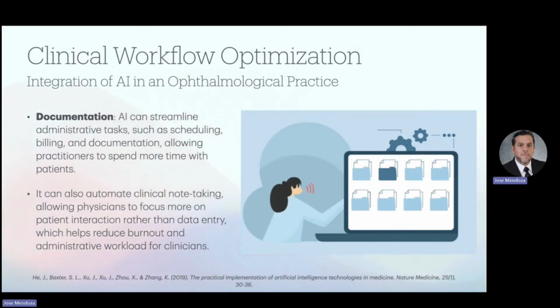The clinical workflow optimization in busy clinics and big hospitals is really, really important. AI can streamline administrative tasks such as scheduling, billing, documentation, allowing practitioners to spend more time with patients. It could also automatically take notes. I've been working with a clinic in Colombia. They're using this, and the workflow efficiency and the patient care are really awesome with this kind of thing.